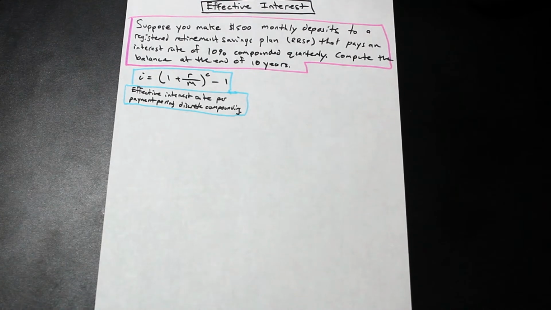This is a video on effective interest, and I know this topic, especially in engineering economics, gives a lot of people trouble because when I took it, the people that I studied with had problems with it. With that being said, we're going to go over the concept, and then we're going to do an example question. Hopefully it makes more sense to you.